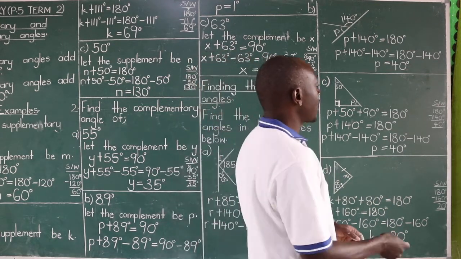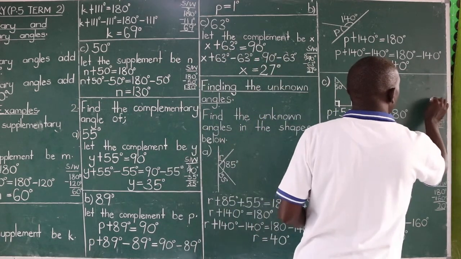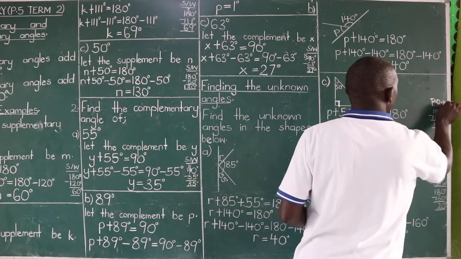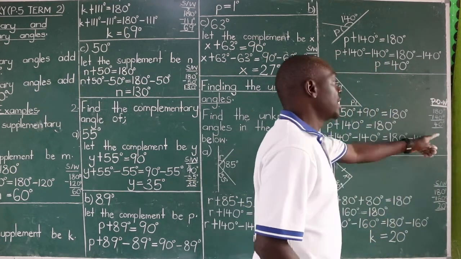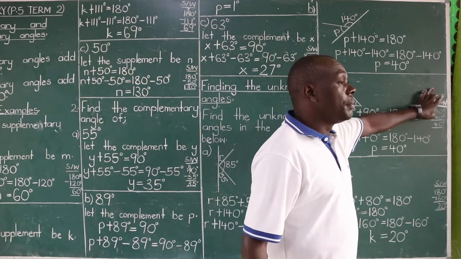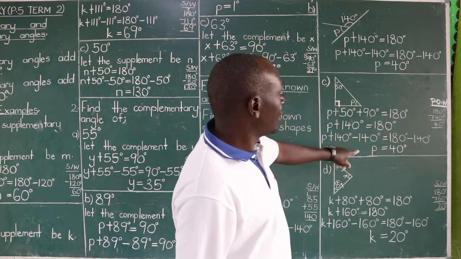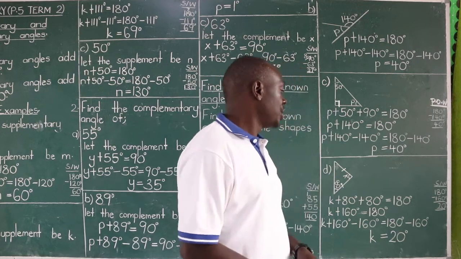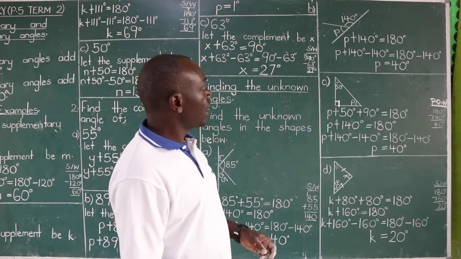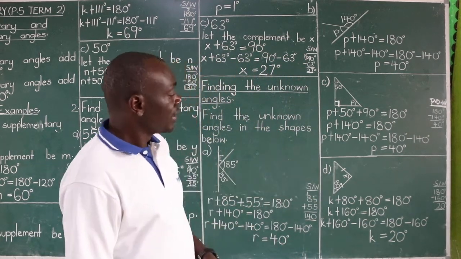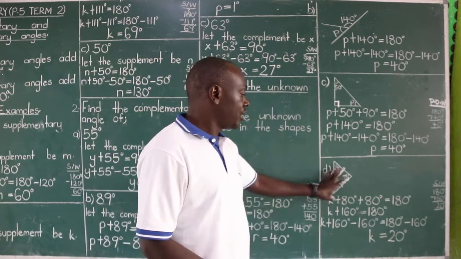I say side work can also be known as part of work, especially when you are reaching the last answer. Right? POW means part of work, and then get P equals 40 degrees. And now another triangle has come. Here, we are saying find the value of K in this triangle.